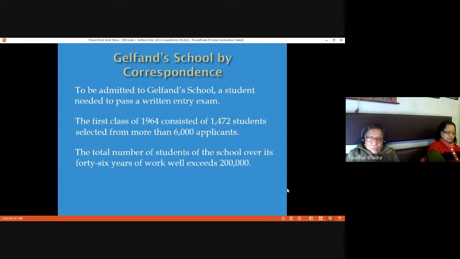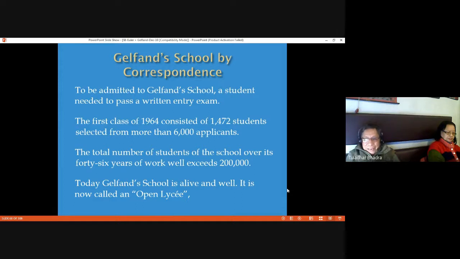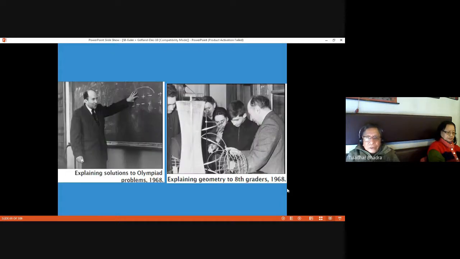A school for mathematics. Today's Gelfand School is alive and well. It is now called an open lycée. So, this Gelfand was very instrumental in the Olympiad, in teaching the Olympiad. That's why he opened this correspondence school for school students. He was explaining solutions to Olympiad problems, photo of 1968, explaining geometry to 8th grade, photo also from 1968.